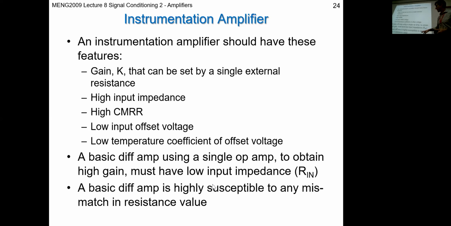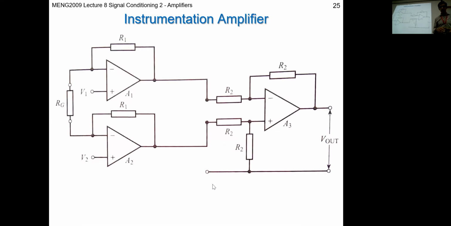All right, as I said, a basic diff amp is highly susceptible to mismatch in those resistance values. If you get a difference between your ground resistor and your feedback resistor, it's going to create errors in your circuit. So this is a schematic of an instrumentation amp. You have basically three diff amps. And what you have here is the negative pole of these two connecting together through one resistor. This is the resistor you can change to change the overall gain of the system.